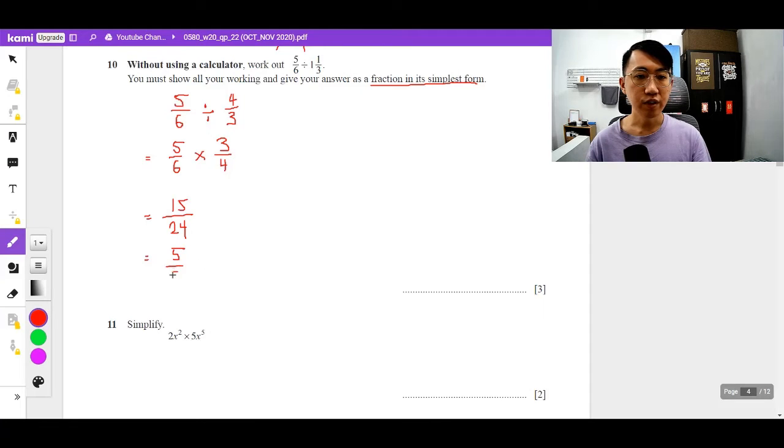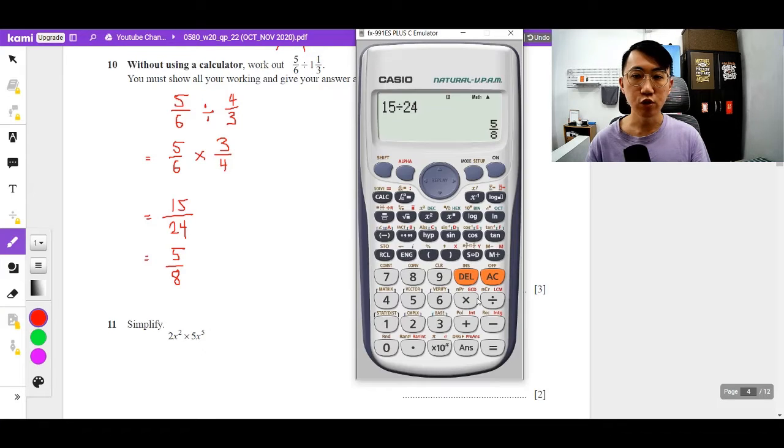5 over 8, right? Log in one more time. That's the simplest form. Alright, so go ahead and just use your calculator to check whether we get 5 over 8. Every time you're going to do that, okay?